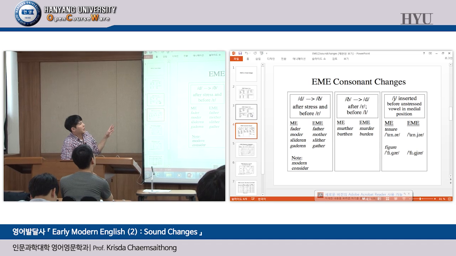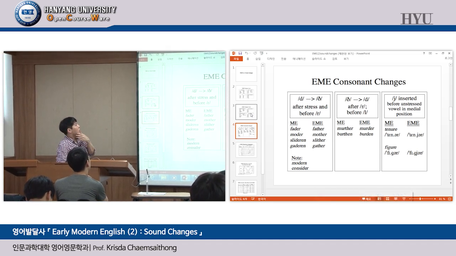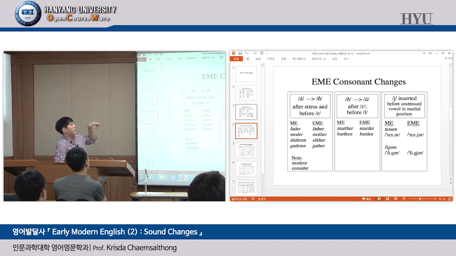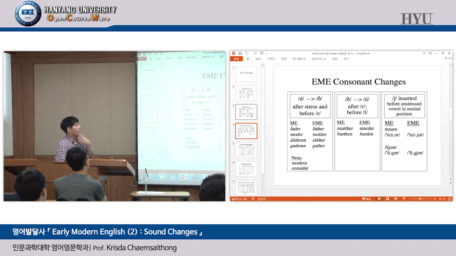So we are done with losses. Now, consonant changes. The changes include D to the voiced interdental fricative after stress and before R. So father, mother, Slytherin, gathering, the D in all of these words became voiced TH, right? So father became father, and so on, okay?